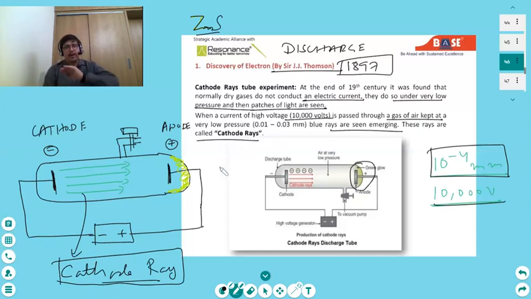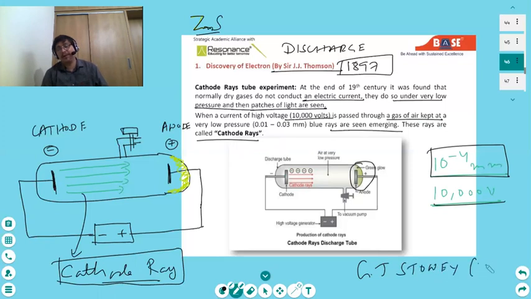Okay. Now these cathode rays, Sir J.J. Thomson tells that they are negative, but he did not coin the term electron. The term electron was coined by some other scientist. His name was G.J. Stoney.